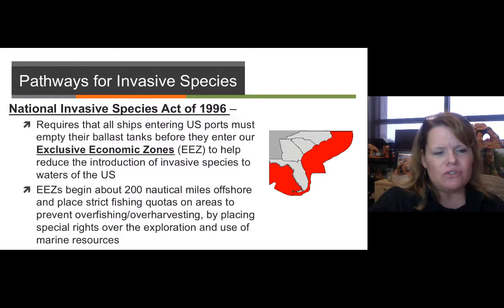Now, what is an exclusive economic zone? Notice there's no environmental word in there. EEZs begin about 200 nautical miles offshore and place strict fishing quotas on areas to prevent overfishing and overharvesting by placing special rights over the exploration and use of marine resources. Let me explain that 200 nautical miles is from the shoreline of the continental shelf. So that can vary based on where your continental shelf begins and ends for an area.